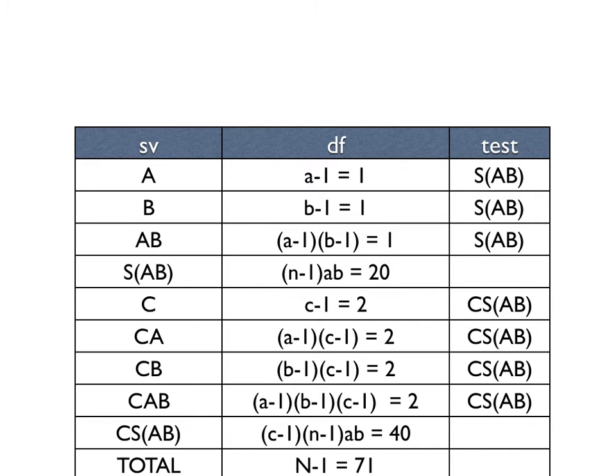A minus 1, B minus 1, A minus 1 times B minus 1, and then S within A, B. A, B, oh, A by B. Then you can't go B by B. You're done. And you go, oh, subjects.